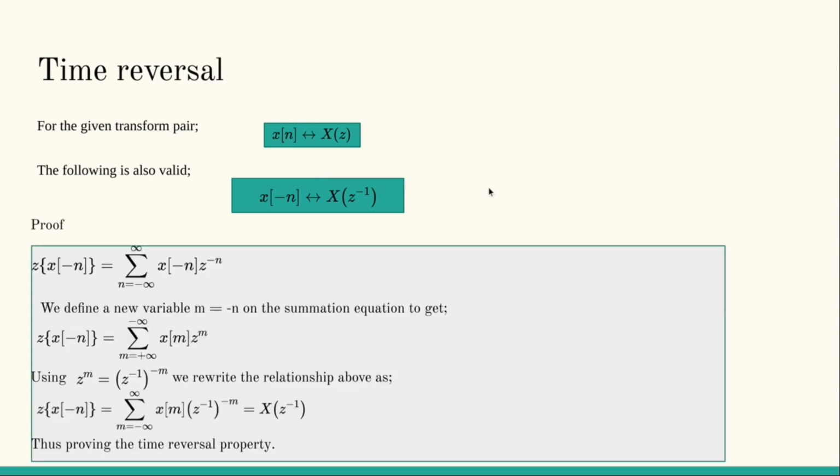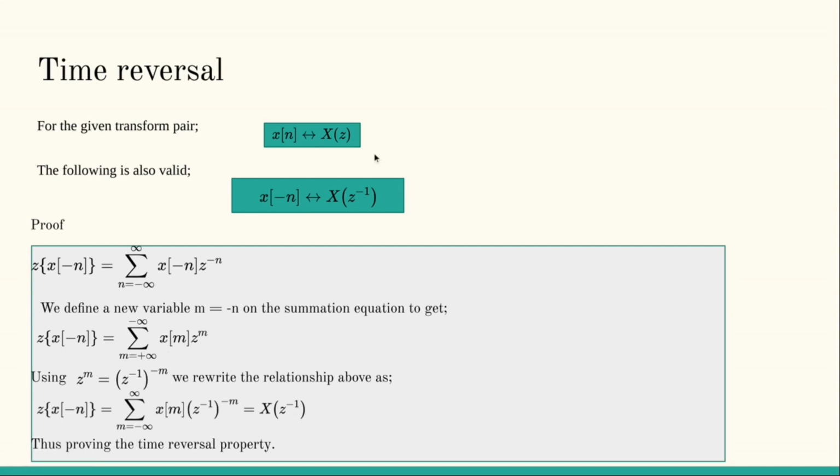The proof is also here, and we define a new variable, m is equal to minus n. We also see that in the equation, the summation begins at m equal to plus infinity, moving towards m equal to negative infinity, adding terms from right to left. This doesn't affect the result. It doesn't matter whether we add terms from right to left or the other way around.